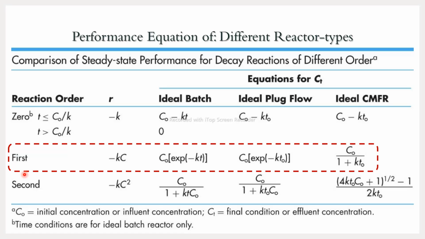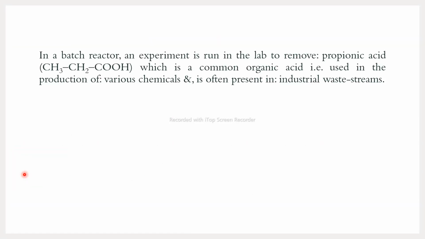Now we'll be solving this problem before ending the session. We have considered a batch reactor. Within that reactor, an experiment is run in the lab to remove propionic acid, a common organic acid used in the production of various chemicals. That means it can be present in polluted water also, the effluent water coming out of the plant. It is often present in industrial waste streams.